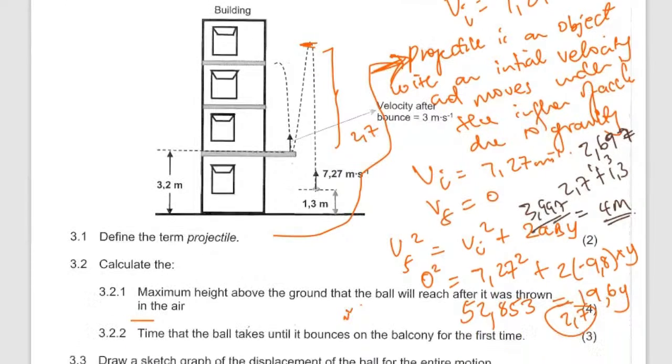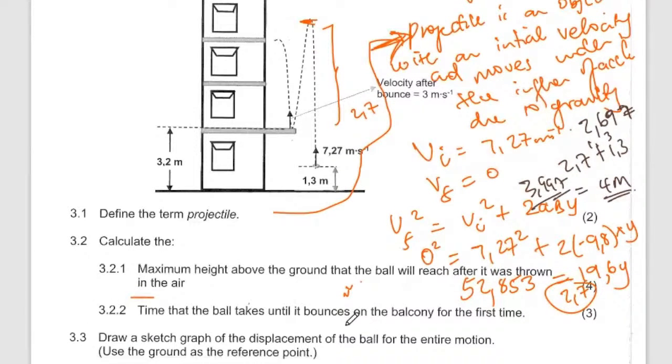Okay, then 3.2, they want us to get the time that it takes until it bounces off the platform for the first time. So we know that it goes up.